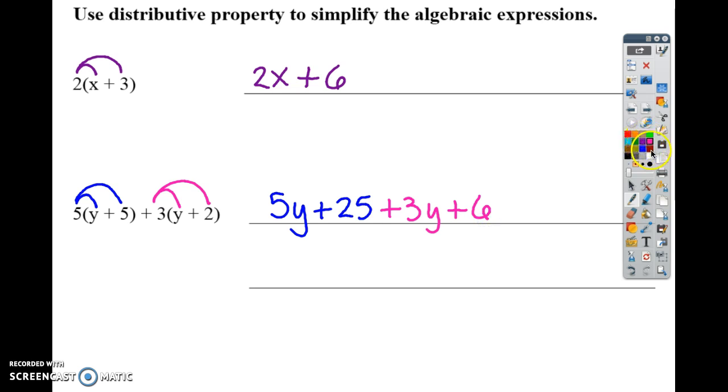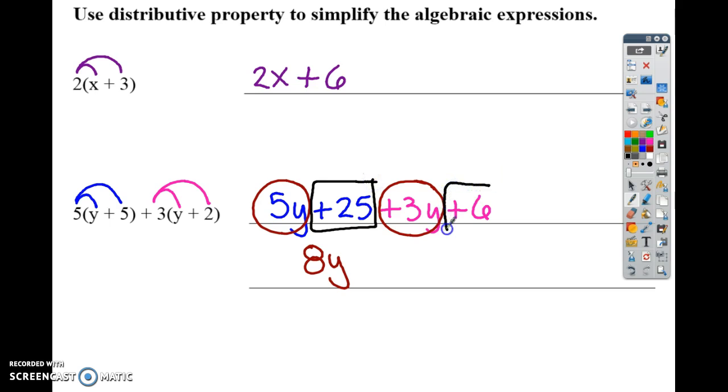So I'm done distributing. Is there anything that I can combine? So the 5y and the 3y, because they both have a y, and you follow the sign in front of the 3, and it tells you that you're going to add. So what is 5y plus 3y? 8y. Can I combine the 25 and the 6? Yes, because they don't have a y. So positive 25 plus 6 gives you what? Positive 31. And that's it. That's your answer.